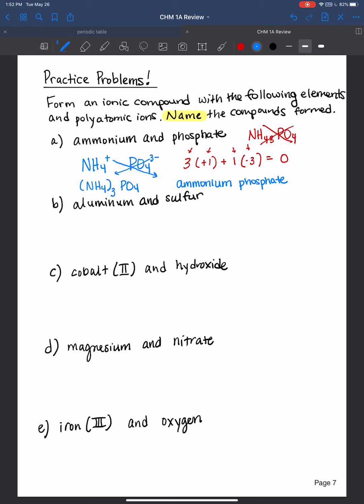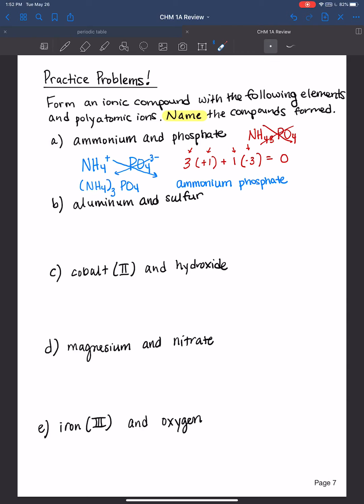Do not be tempted to change the ending of this name as a polyatomic ion. There is definitely a difference between phosphate and phosphide, so be very careful with that. With polyatomic ions, do not change the name, just include the name as written. All right, let's do the next example.